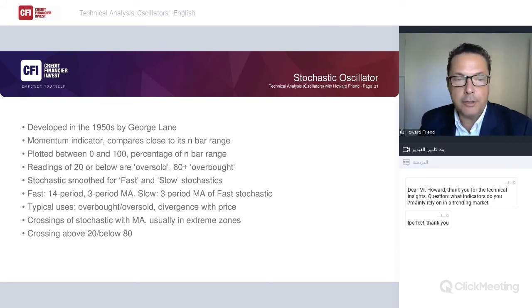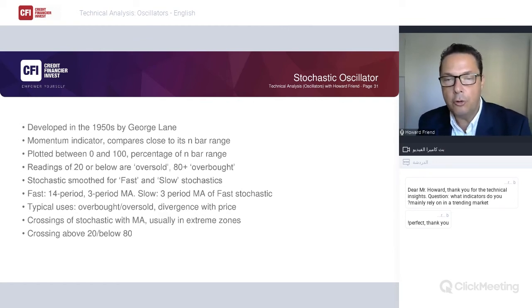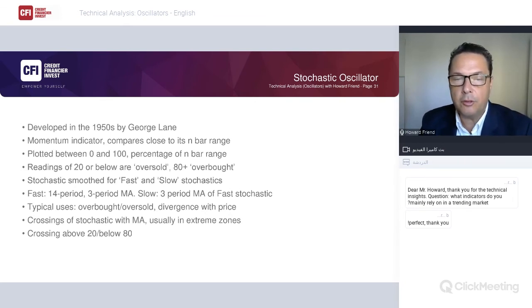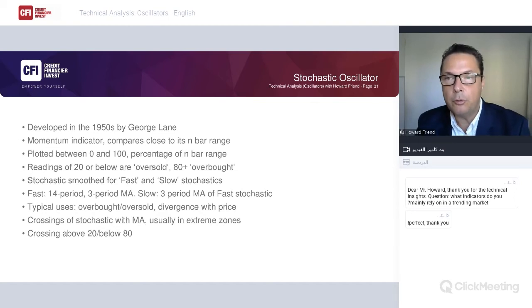So as with other oscillators, typical use, look for overbought and oversold extremes, and also divergence with the price. Also, the crossing of the stochastic with the moving average in an extreme zone can provide buy and sell signals. So for example, if the stochastic is below 20 and the indicator crosses above its moving average, then that can be seen as a buy signal. Also, people like to look at the simple crossing back above 20 or back below 80.